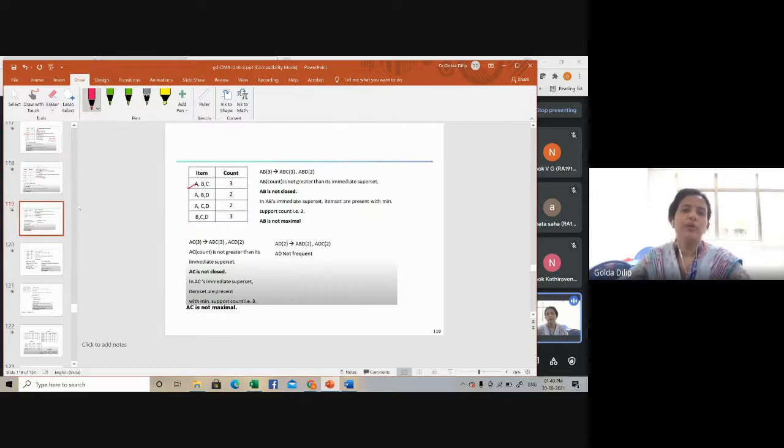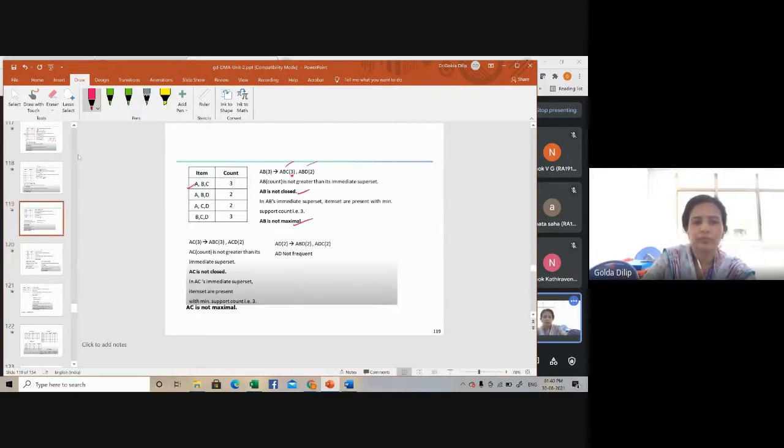So you take first the 2 item set AB. Generate its immediate supersets, ABC and ABD. Check whether its count is greater. It's not greater, so it's not closed, and it's not maximal. Minimum support is coming on the right hand side. Then take the next item.